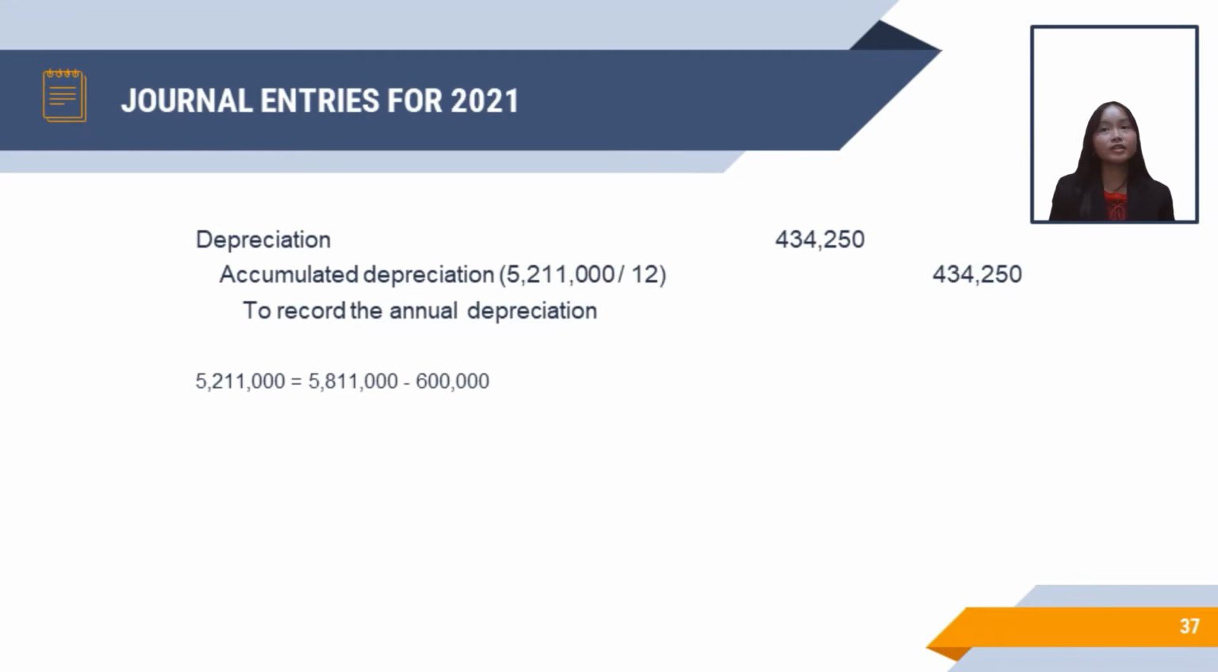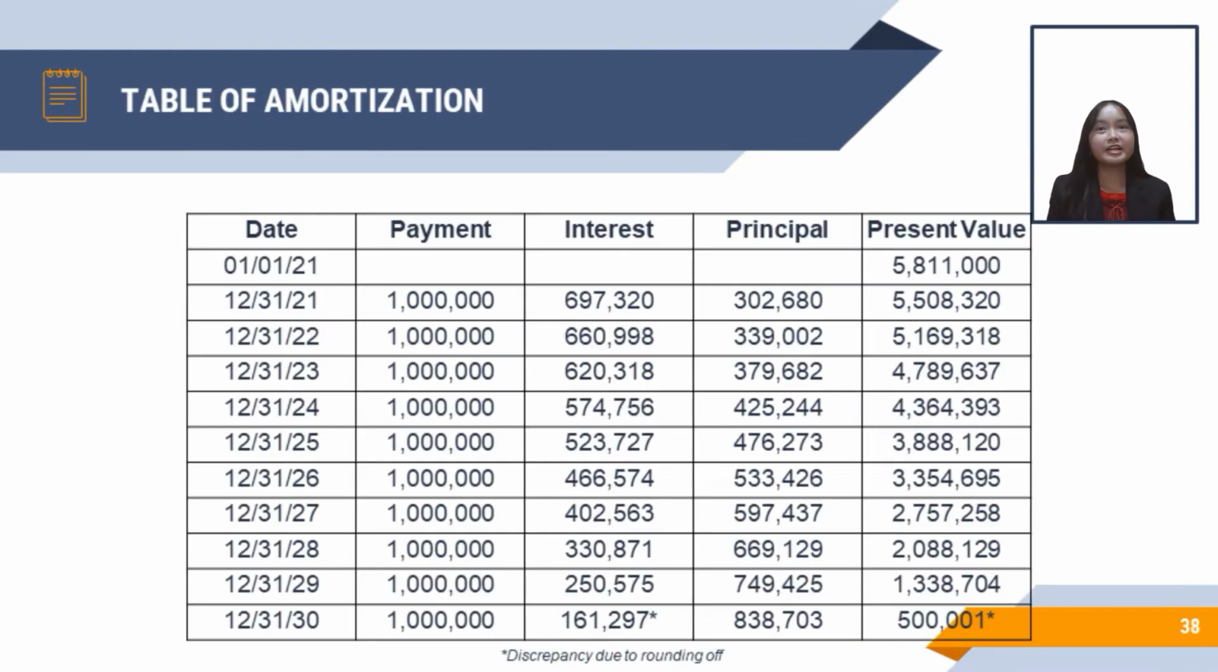The depreciable amount is equal to the cost of 5,811,000 minus the residual value of 600,000 at the end of the 12-year useful life. Thus, we used 5,211,000 and divided it by 12 to have the depreciation for 2021. Here is the table of amortization. If accounts are properly posted, the table of amortization will show the balance of the lease liability on December 31, 2030 at 500,000 pesos, equal to the purchase option.